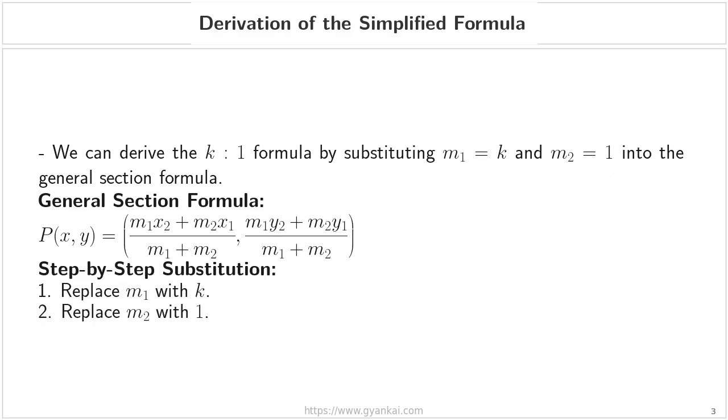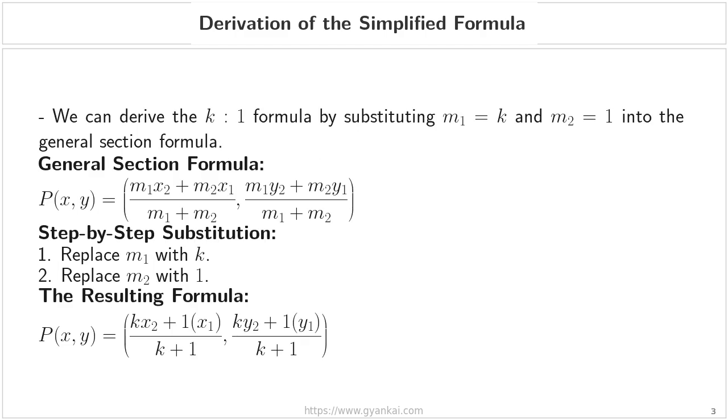To derive our new version, we are going to perform a simple step-by-step substitution. We will take that general formula and replace m1 with the variable k, and replace m2 with the number 1. Let's see what happens when we plug those in. The formula for the x-coordinate becomes k times x2 plus 1 times x1, all over k plus 1. And for the y-coordinate it becomes k times y2 plus 1 times y1, all over k plus 1.